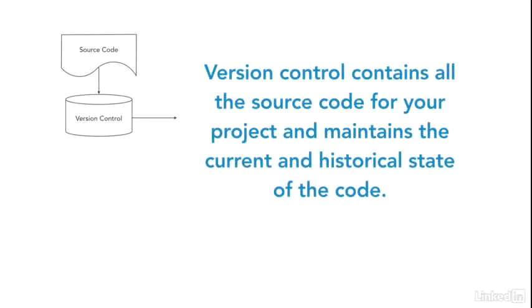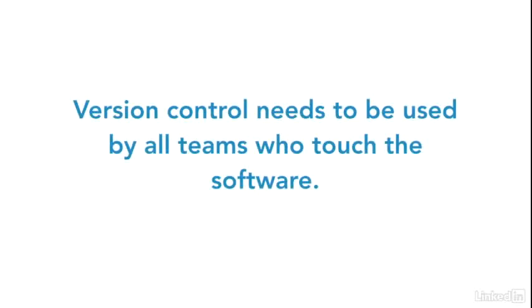Version control, also referred to as source control or revision control, contains all the source code for your project and maintains the current and historical state of that code. The goal is to use version control for operations, development, QA, security, and every other team needed to deliver the software. Let's dig into some best practices that we recommend for version control.